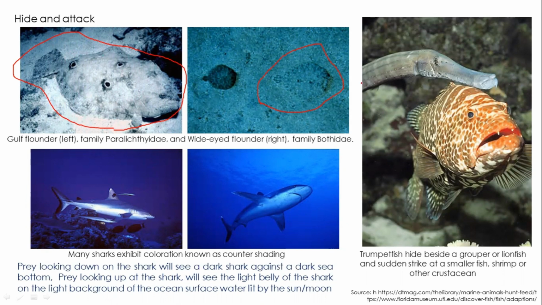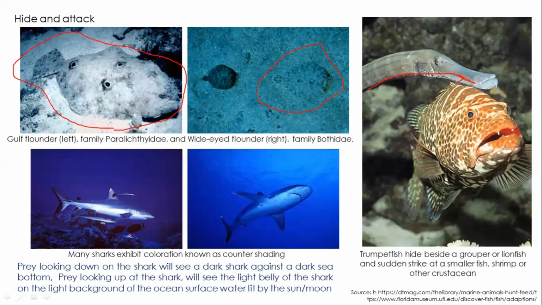Another example here, you can see a trumpet fish, right? This trumpet fish will always be associated, or not always, sometimes may be associated with the groupers or the lionfishes, and suddenly it attacks the smaller fishes, shrimps or the other crustaceans which are passing by, right?